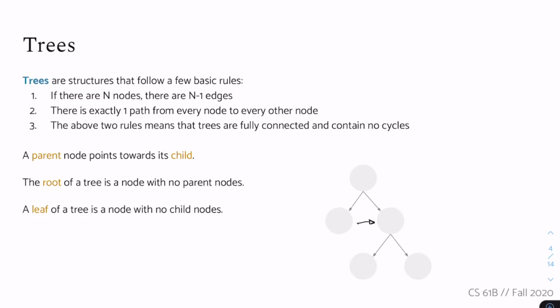Some terminology that may be useful as you learn more about trees: a parent node is, for instance, in this node relationship, this is the parent node, and this is the child node, which makes sense. A parent points towards its child. You can kind of think of it like a family tree. The root of a tree is a node with no parents. So this top node right here is the root of this tree, and a leaf of a tree is a node with no children. So both of these nodes down here, also this node up here, are all leaves because they're basically like the end of a tree. There's nothing beyond this point.